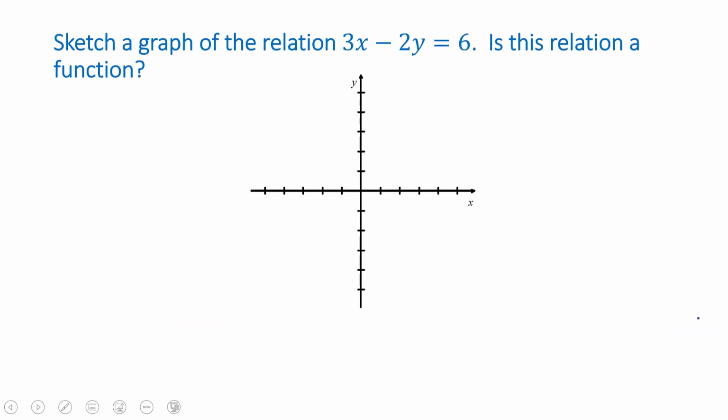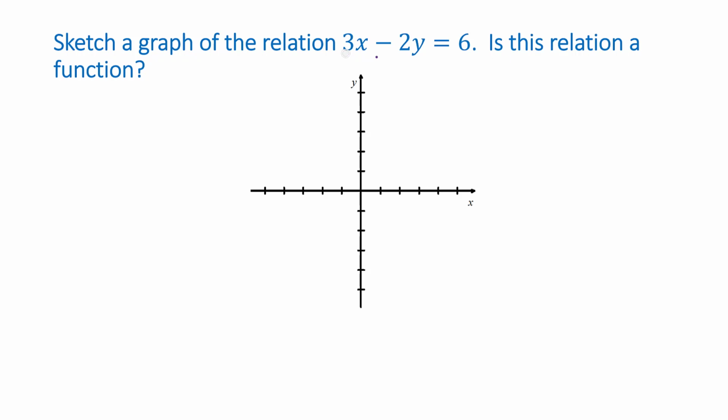All right. One thing I found from teaching live classes of college algebra is that a lot of students kind of draw a blank when we start graphing equations of lines. So this is an equation of a line. Let's just do a quick review of how we would sketch this relation 3x minus 2y equals 6. We're going to sketch a graph, and from the graph we're going to determine if this relation is a function.